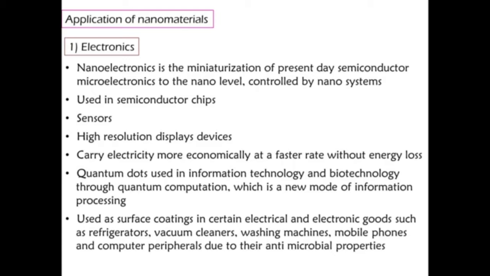First one is in electronics. As we had seen, the conducting property of nanomaterials can be tuned depending on the size of the material. For example, we had seen quantum dots, metallic nanoparticles, and semiconductor nanoparticles. The properties of all these can be tuned by changing the size of the material. So let us discuss in what applications we can use nanomaterials in electronics.